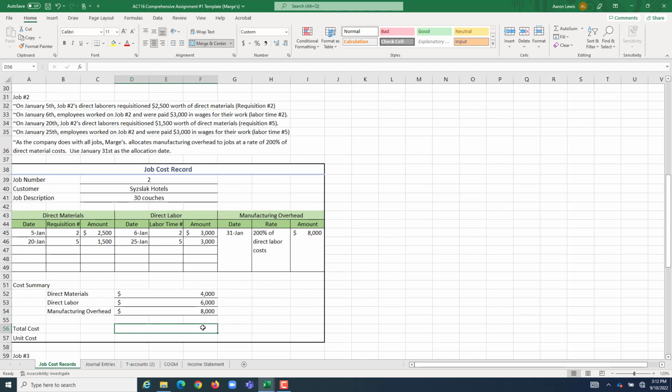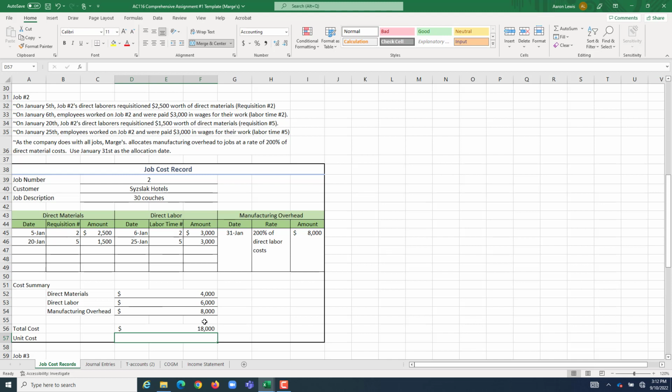And now, in total, we find out the job number 2 cost an amount equal to the sum of the $4,000 of direct materials, $6,000 of direct labor, and $8,000 of manufacturing overhead. So equals sum, open a parenthesis, highlight all 3 of them, close the parenthesis, and hit enter. We spent $18,000 constructing these 30 couches, which we are going to sell to Sizzlack Hotel by special order.